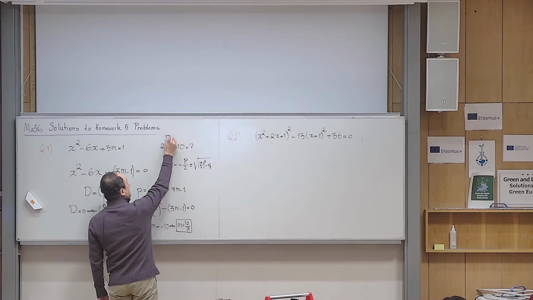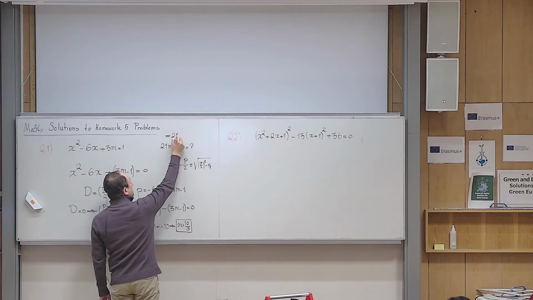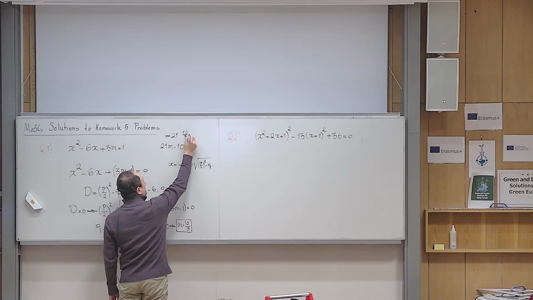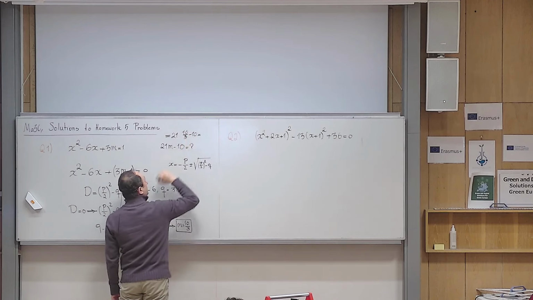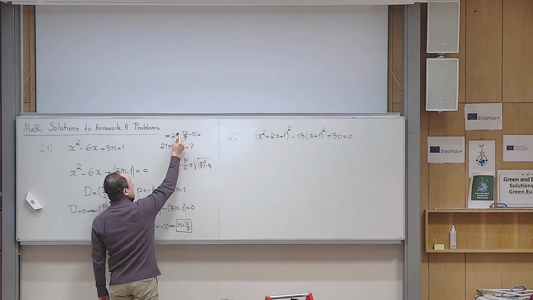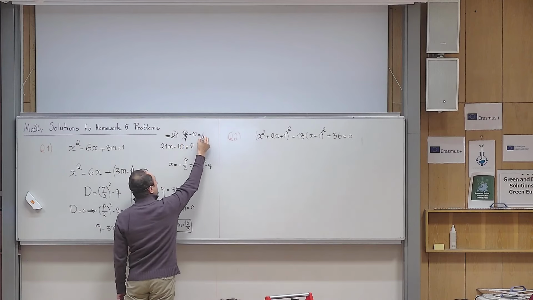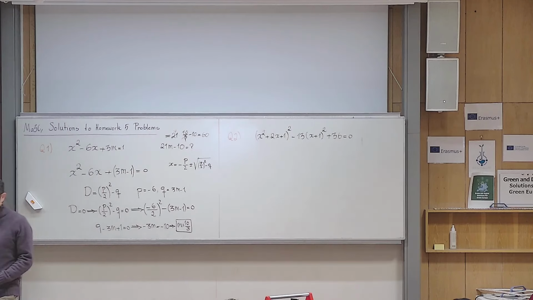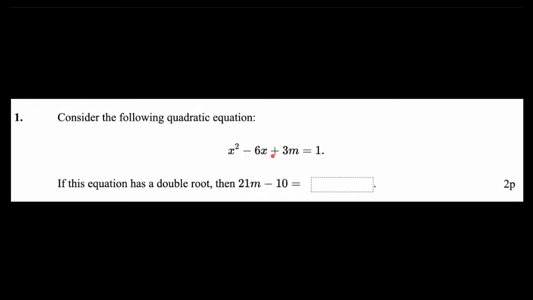So this becomes equal to 21 times m, which is 10 over 3, minus 10. 3 goes into 21 seven times. So 70 minus 10 is 60. So the correct answer to this problem is actually 60. So you have to just type 60 here, yes? Any questions? So it was not hard at all.